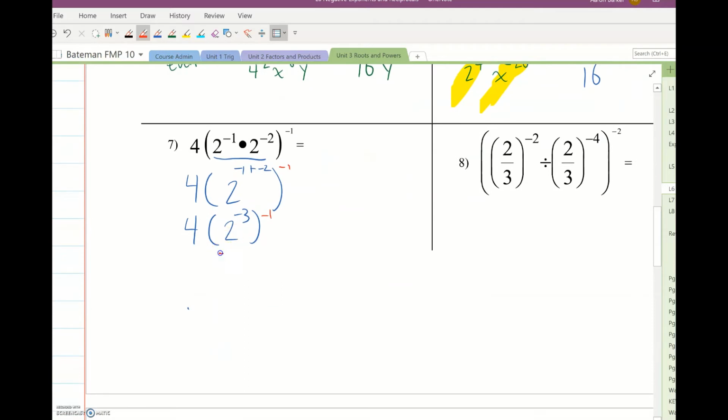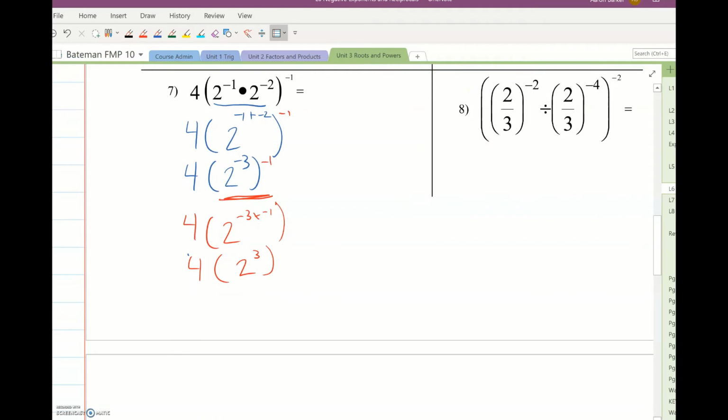Now you have to fix this. Multiply that negative 1 inside. So it's negative 3 times negative 1. And we had 4 times 2 exponent positive 3. Okay, so sometimes simplifying inside the fractions can make things a little bit simpler for you. And then 4 times 8, which equals 32.